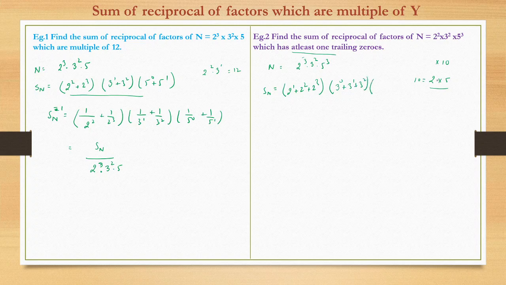And in case of 5, it can have all the powers from 1. At least 1 it should be, because it has to be a multiple of 10, and it can go maximum up to 3. So 5 raised to power 1 plus 5 raised to power 2 plus 5 raised to power 3. So here it is.